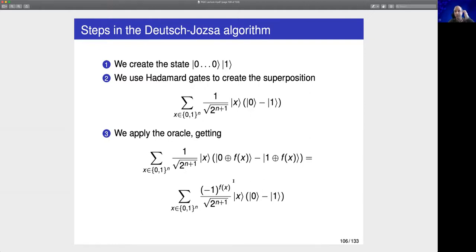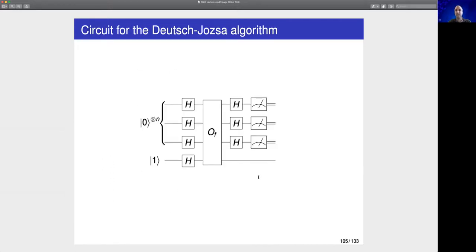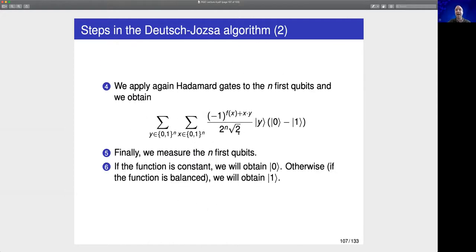So what we are doing here, as we mentioned last week, is to use this state to introduce a phase of either -1 or 1, depending on whether the function on that point is 1 or 0. Now, what can we do with this? Well, remember that we are going to apply a new column of Hadamard gates, and this is something that you can compute.